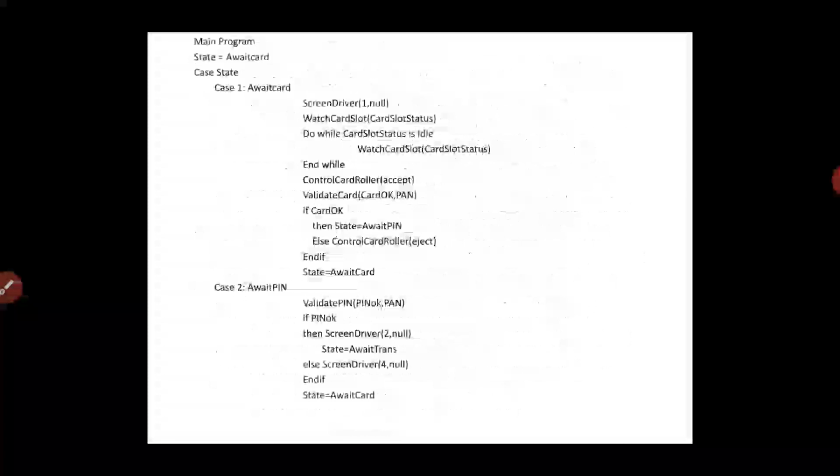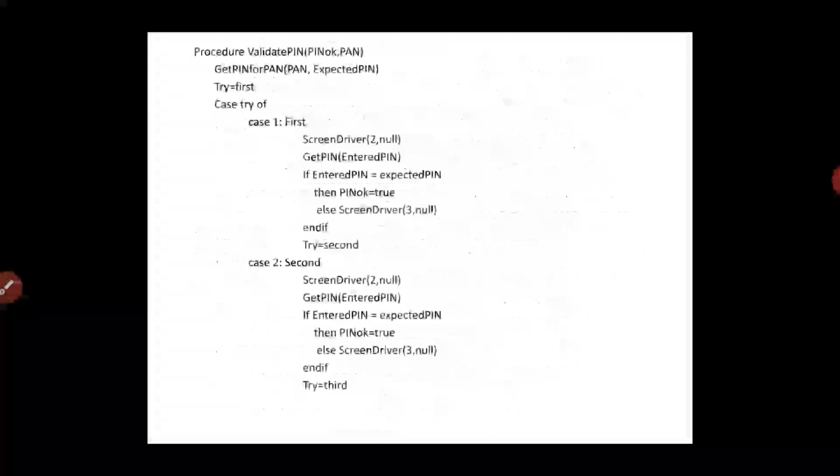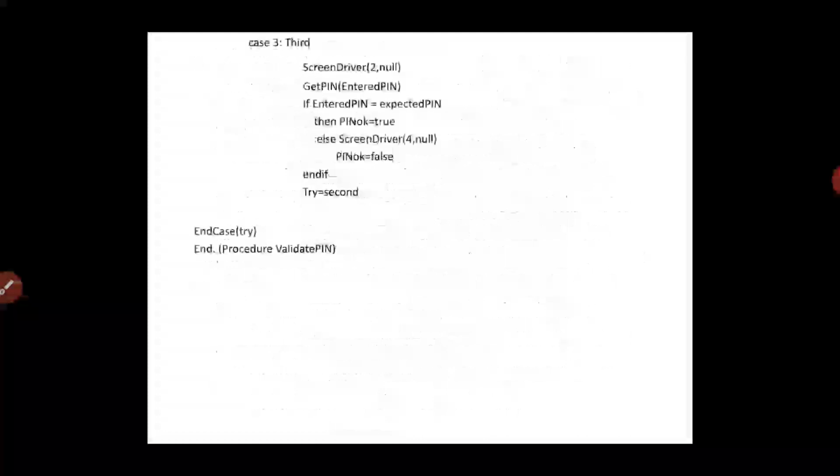This is some program which I have written in some language to illustrate this program diagram. You can just read this one. The program is not an important part. Just write the structural analysis of SATM. That is the important thing.